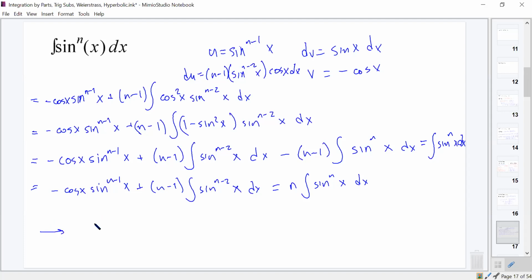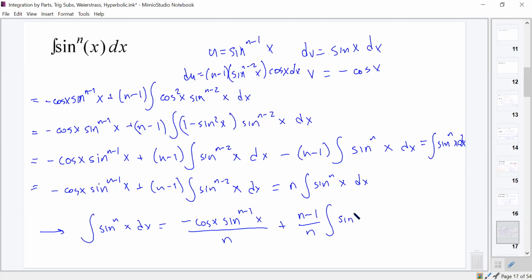So we'll end up with the integral of sine to the n of x dx ought to be equal to negative cosine x sine to the n minus 1 of x over n plus, remembering that n is just a constant, I can divide the constant out in front, that n minus 1 by the n, integrals of sine to the n minus 2 of x dx.